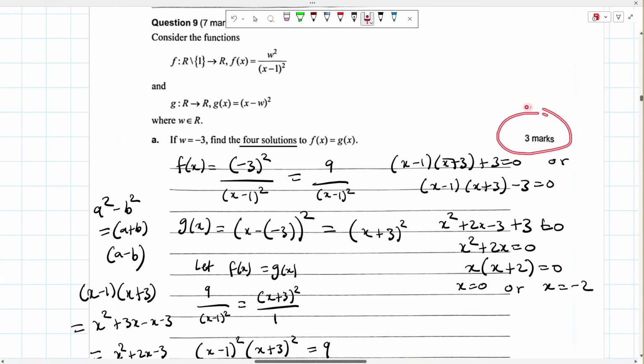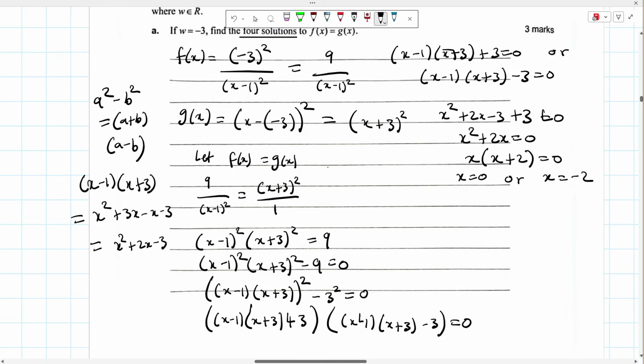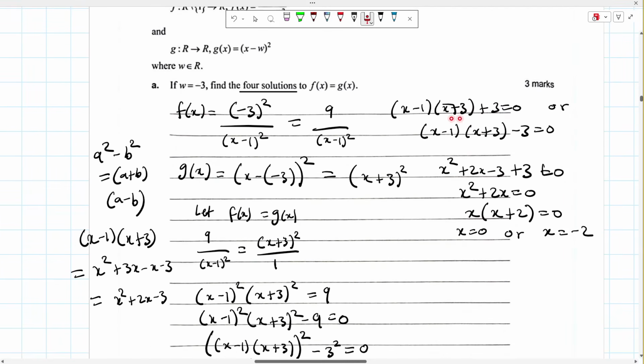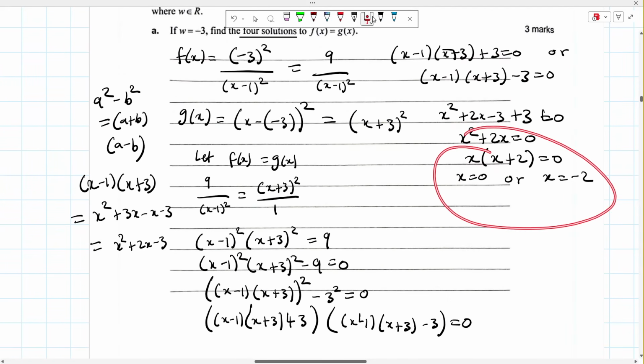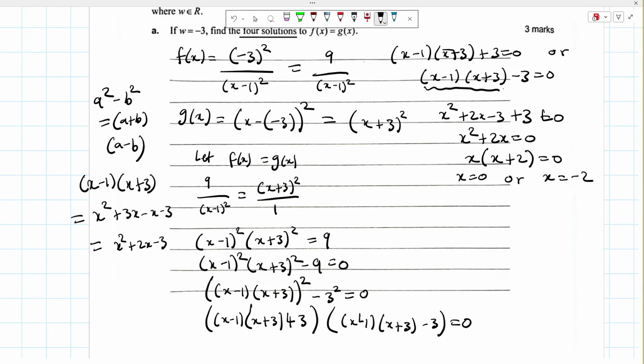Now, this is a 3-mark question, so I know that the other solutions are going to be a lot trickier to find than these ones, right? Otherwise, it wouldn't really be a 3-mark question. So let's do the second one. Remember, we already found this. That's just x squared plus 2x minus 3, minus 3 is equal to 0. Minus 3 minus 3 is -6.